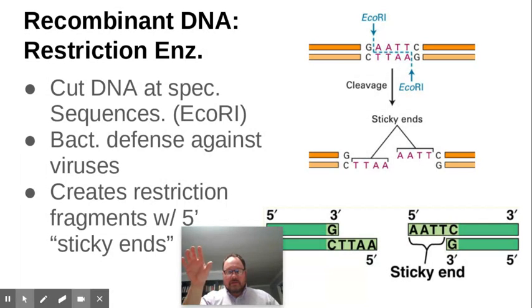If a virus tries to infect a bacterial cell, and the viral DNA has sequences that are recognized by these restriction enzymes, then the bacterial cell basically cuts up the viral genetic information before the virus can take over the bacterial machinery. So again, it's a defense mechanism for bacterial cells. They have these particular enzymes that can spot certain sequences of DNA and cut them up. In that way, they can cut up DNA that doesn't belong to the bacterial cell.